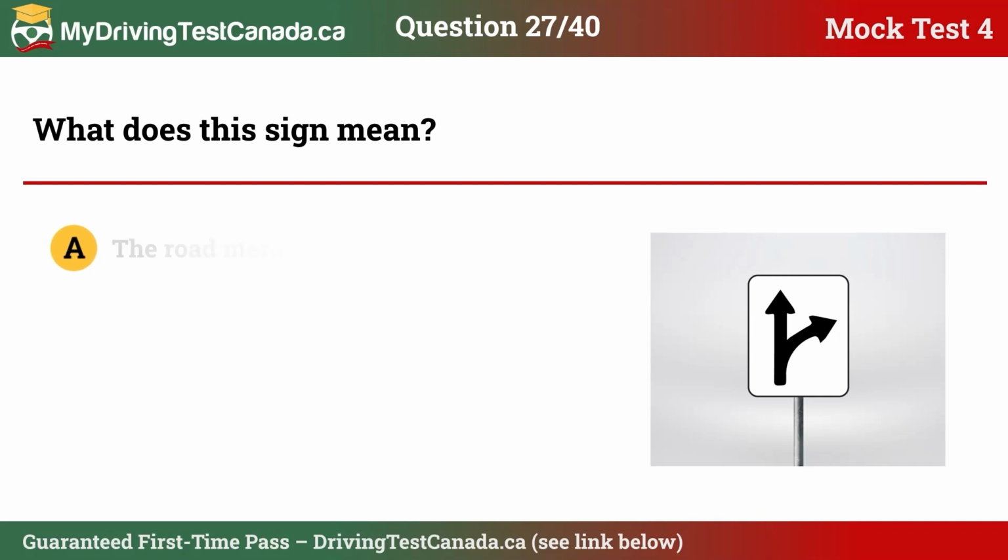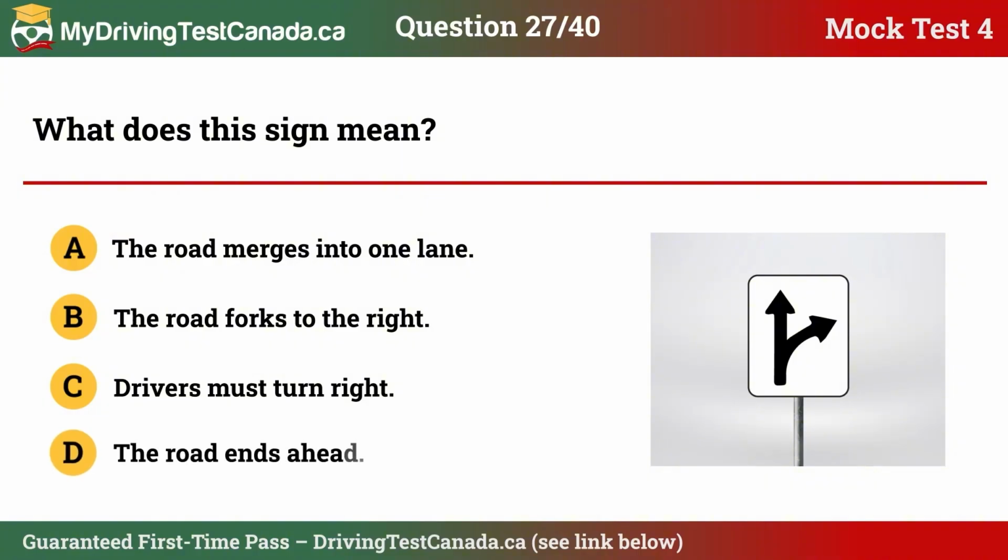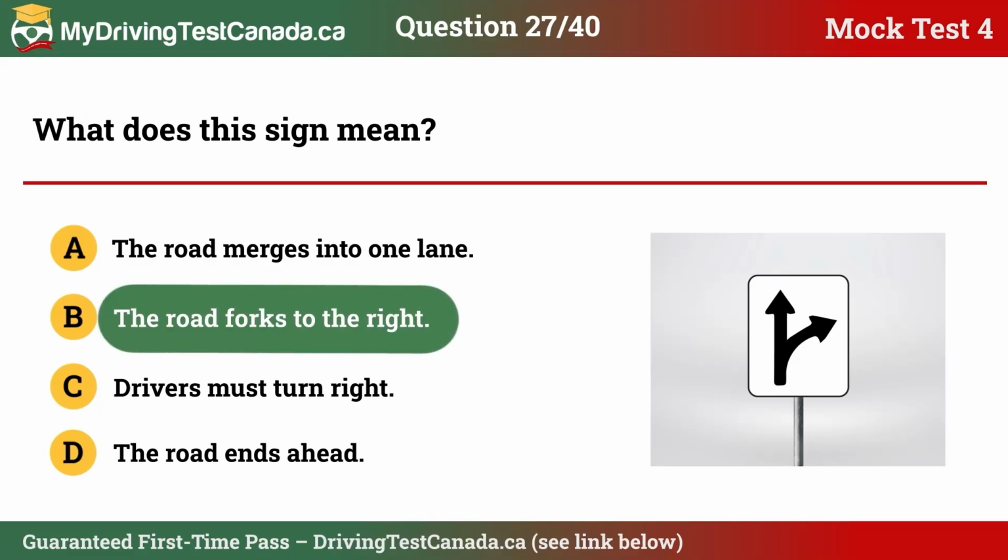A. The road merges into one lane. B. The road forks to the right. C. Drivers must turn right. D. The road ends ahead. The correct answer is B. The road forks to the right.